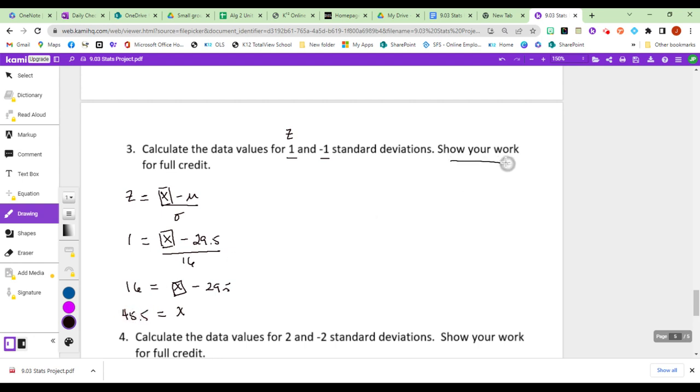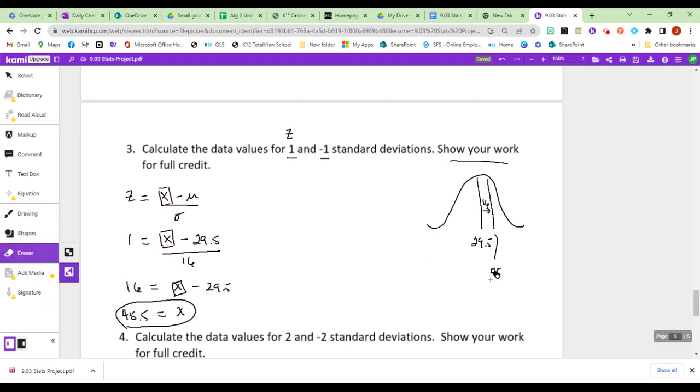Now they are asking you to show your work. You really could figure this one out just by making your bell curve. And I'll show you really quick. You could do your bell curve. You know that 29.5 goes in the middle. And if you go 1 standard deviation over to the right, you're going to add 16 because that's your standard deviation. And 29.5 plus 16 would give you 45.5. But they want you to actually use the formula and show that you know where it's coming from. And then you could use the bell curve to check that. So that value right there would be 45.5.